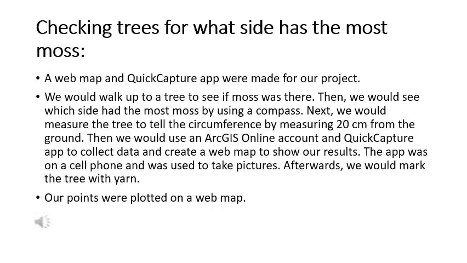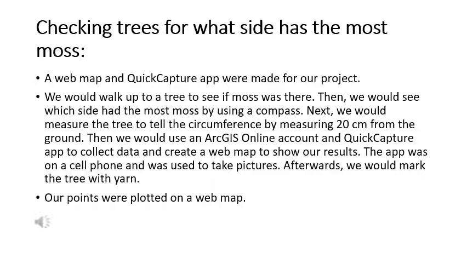Trees: which side has the most moss? A web map and QuickCapture app were made for our project. We would walk up to a tree to see if moss was there. Then we would see which side had the most moss by using a compass. Next, we would measure the tree to tell the circumference by measuring 20 centimeters from the ground.